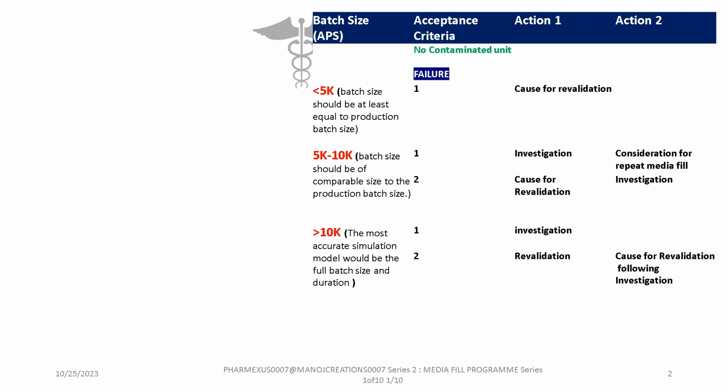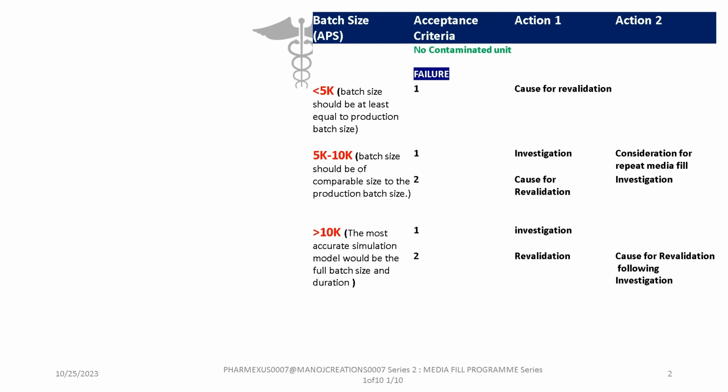Now, for the batch size of greater than 10,000, the most accurate simulation model which we have said should be a full batch size, which is practically not possible, but the duration has to be covered and appropriateness of the batch size that has been designed for this study of the batch size greater than 10,000. Now, if there is a failure of 1 contaminated unit, then the action level 1 states an investigation is required to be done of the failure mode.